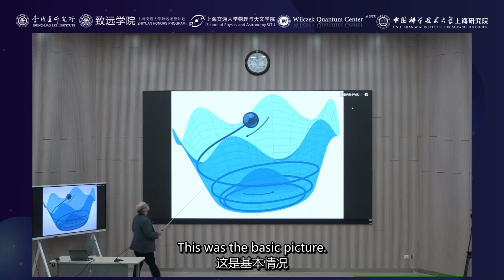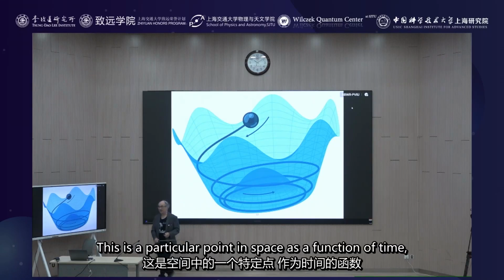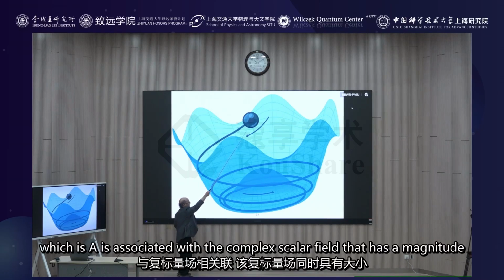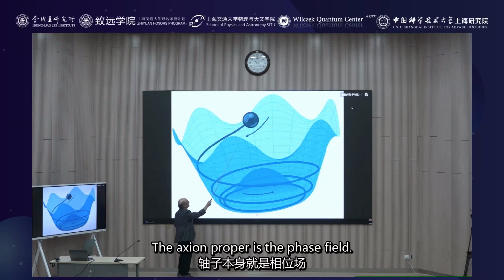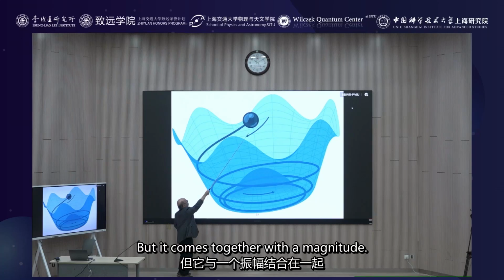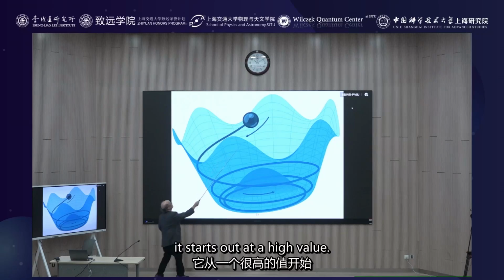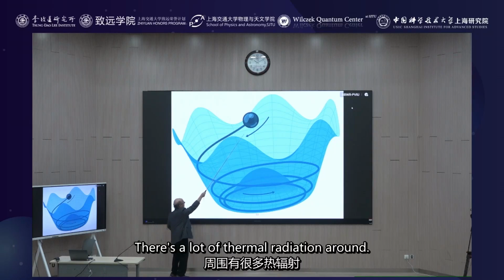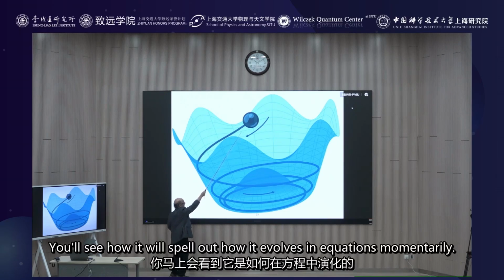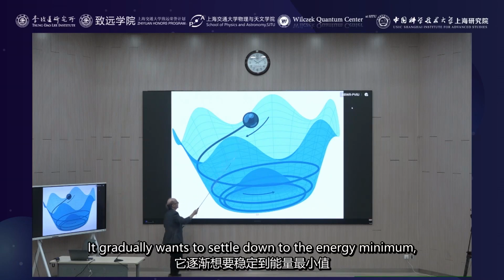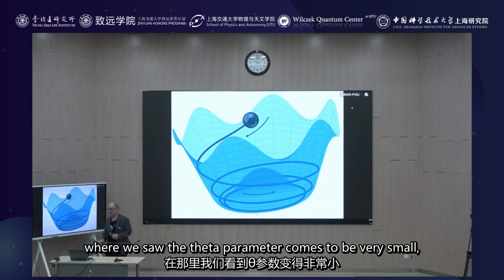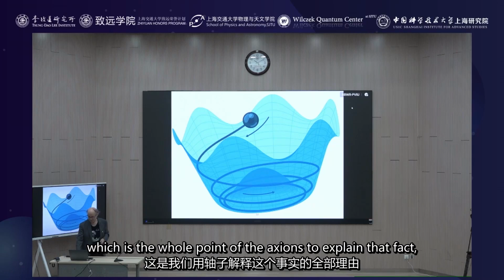This was the basic picture. This is a particular point in space, and as a function of time, the value of the axion field, which is associated with a complex scalar field that has a magnitude and a phase. The axion proper is the phase field, but it comes together with a magnitude. And as the universe evolves, it starts out at a high value. There's a lot of thermal radiation around, and you'll see how it evolves in equations momentarily, but it gradually wants to settle down to the energy minimum, where we saw the theta parameter comes to be very, very small, which is the whole point of the axion, to explain that fact, which is otherwise mysterious.